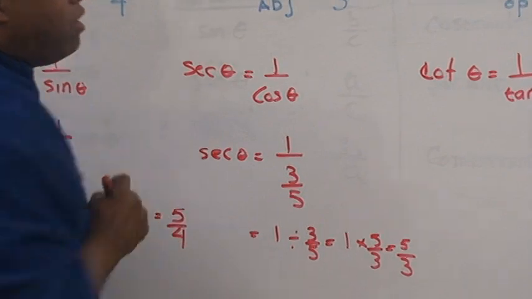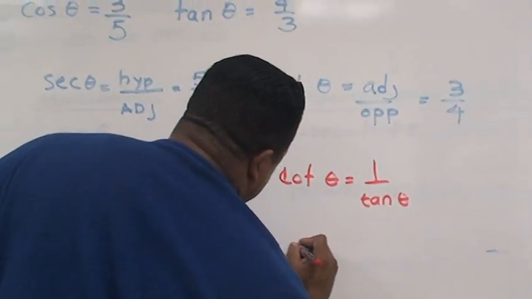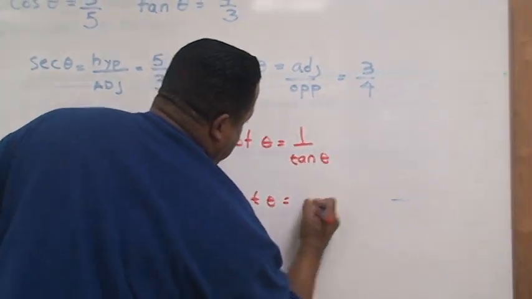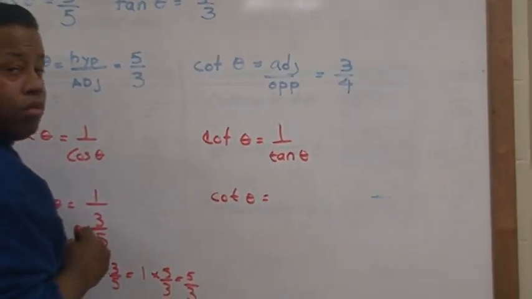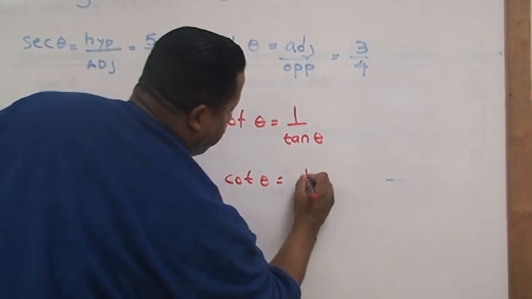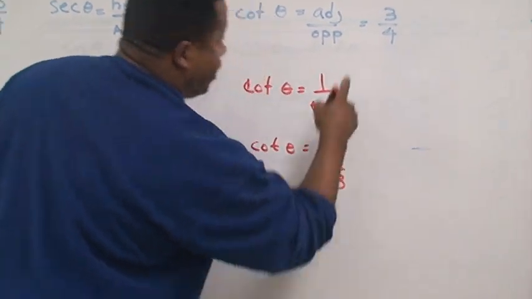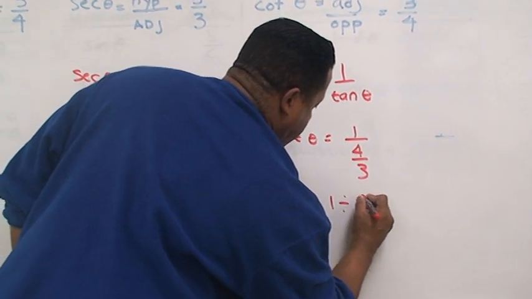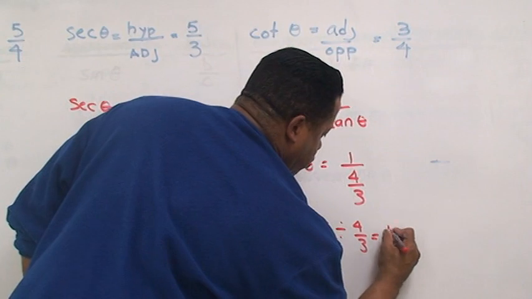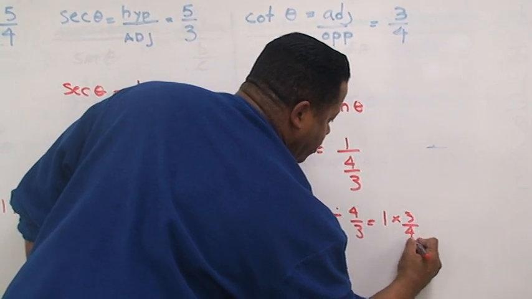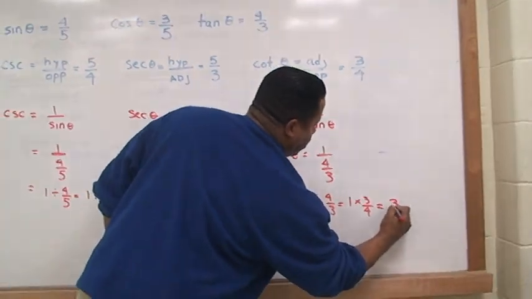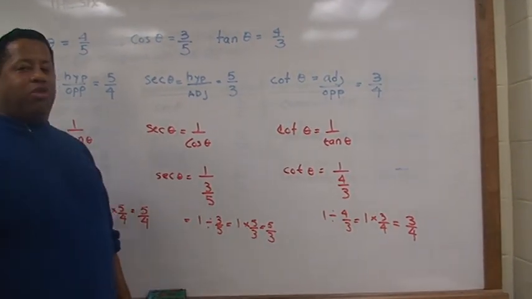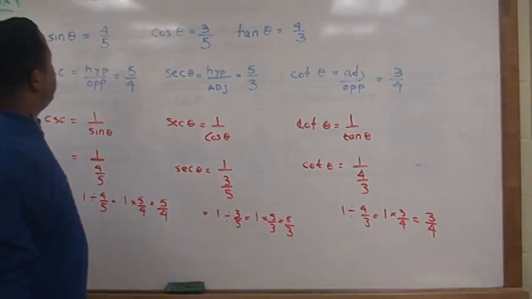So you're getting the same value, and as we come back to here, we have cotangent theta, which is 1 over tan theta, which is 4 over 3 here. And so here, will we get the same thing? We should. 1 divided by 4 over 3 is equal to 1 times 3 over 4, and we still get the same value, 3 over 4. You see this?